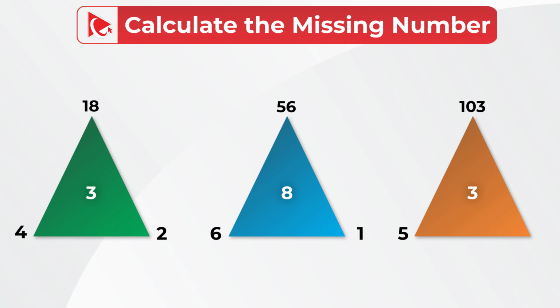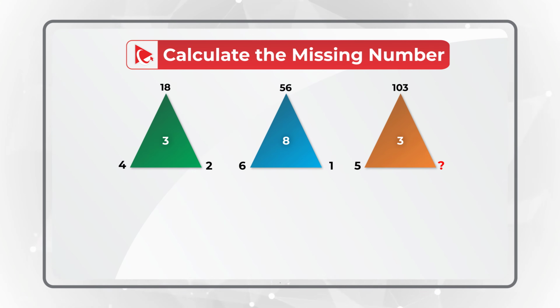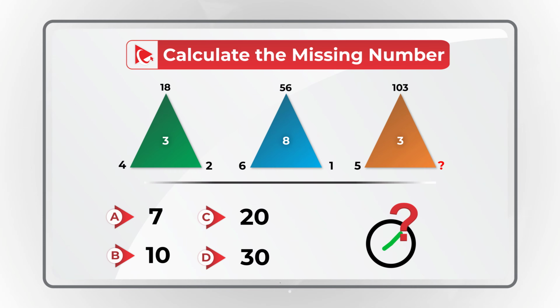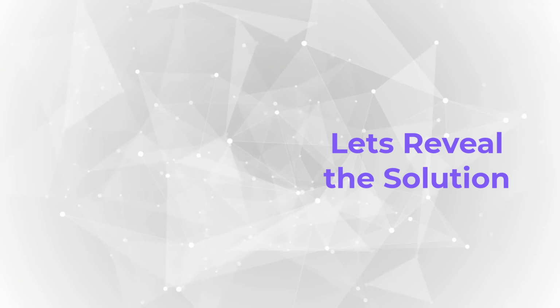In the upper right corner of the third triangle, you have a missing number, which you need to calculate out of 4 different choices. Choices A, 7, choice B, 10, choice C, 20, and choice D, 30. Do you see the answer? The solution is very obvious, but I would like you to try to get to it on your own.